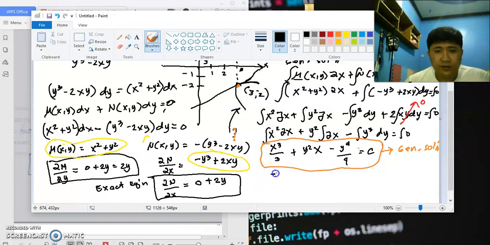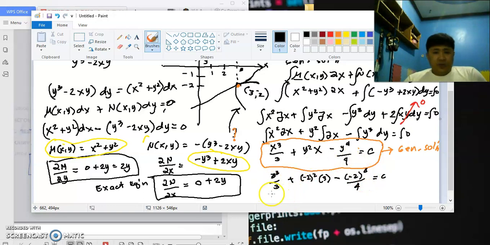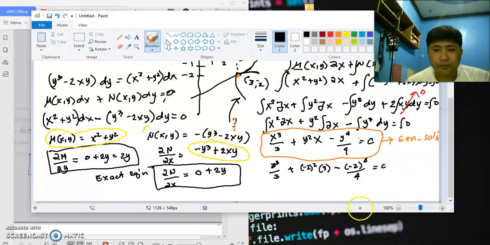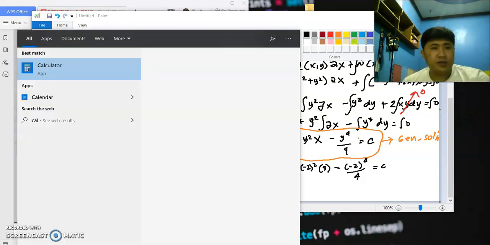So that is 3 raised to the power of 3 over 3 plus y is negative 2 squared times x, times 3, minus negative 2 raised to the power of 4 over 4 equals c. So therefore, that is 3 times 3, 9. 9 times 3, that is 27 if I'm not mistaken, divided by 3, that is 9. And so for you to see, let's use the calculator.